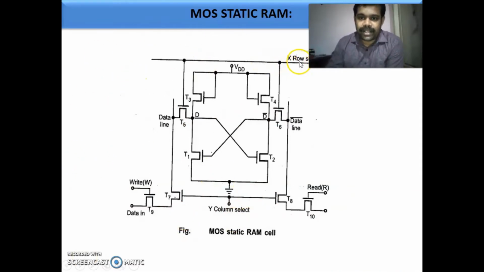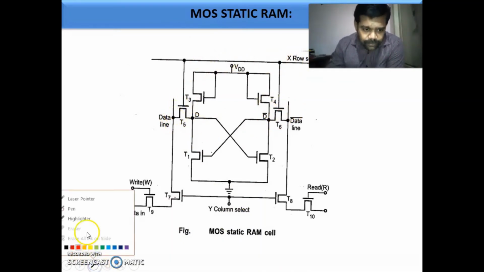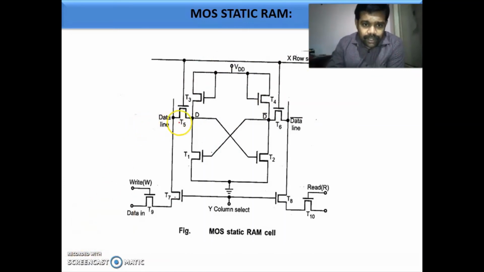So if you are making X row select line 1, T5 and T6 are on. And when you are making this Y column select high, T7 and T8 are on.